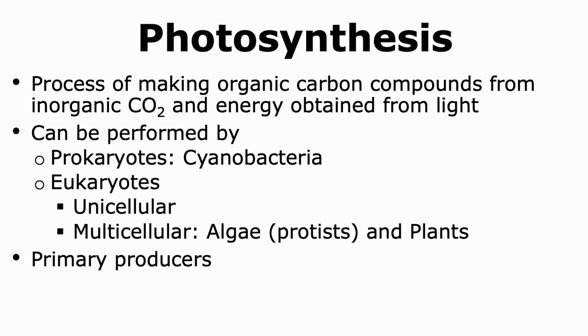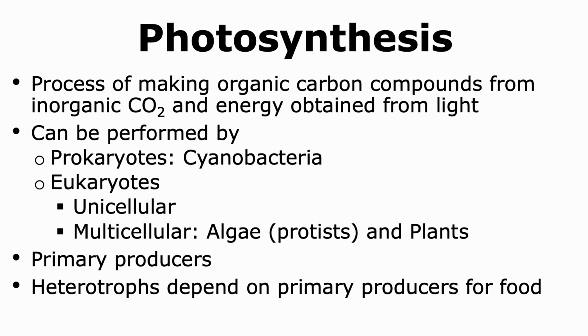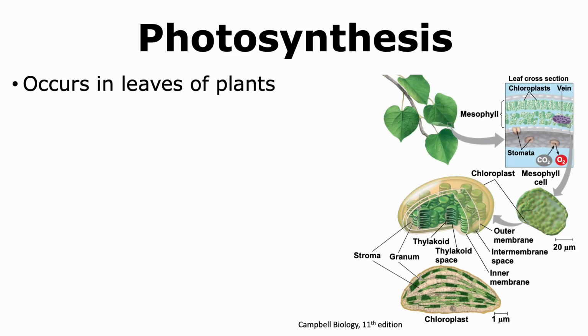Among multicellular organisms, algae and plants are known to perform photosynthesis. All organisms that are able to perform photosynthesis are primary producers. They're able to make the organic carbon compounds that support the life of heterotrophs. Vascular plants have evolved organs, and one such organ is the leaf. Photosynthesis occurs in the leaves of vascular plants.